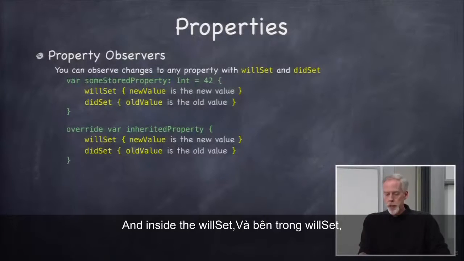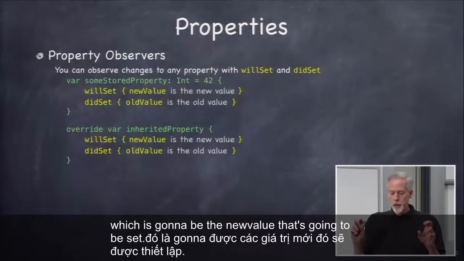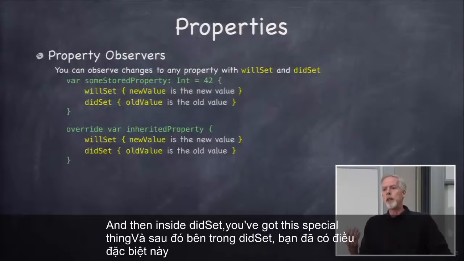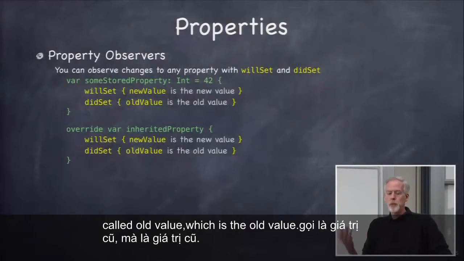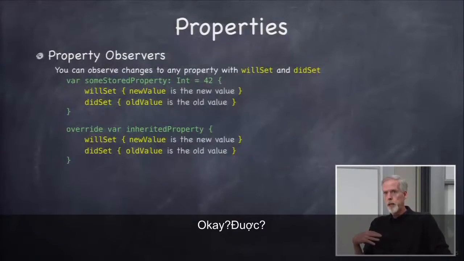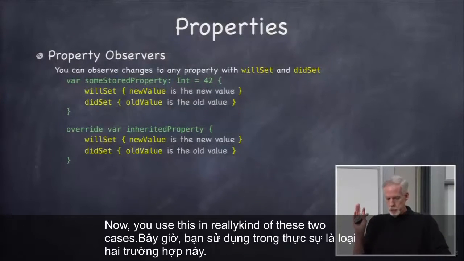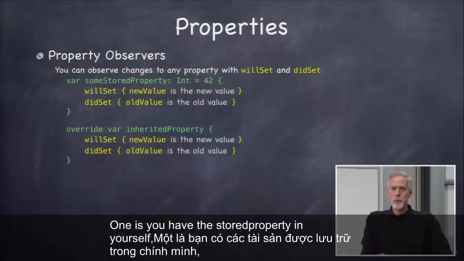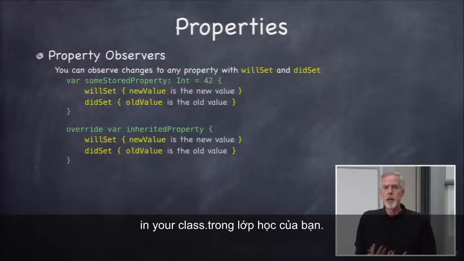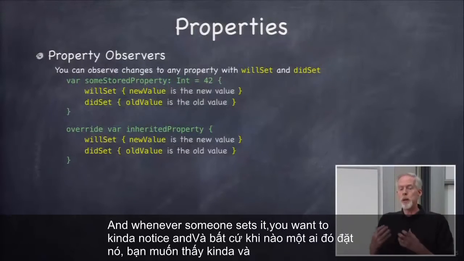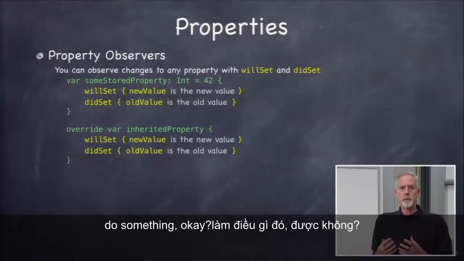Inside the will set, you've got this special variable called new value, which is going to be the new value that's going to be set. And then inside did set, you've got this special thing called old value, which is the old value. Now, you use this in really two cases. One is you have a stored property in your class, and whenever someone sets it, you want to notice and do something.